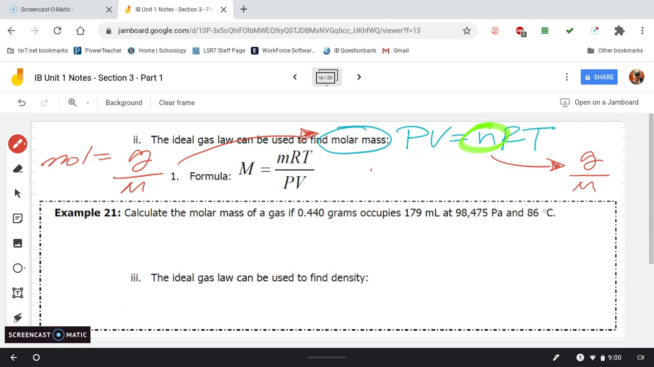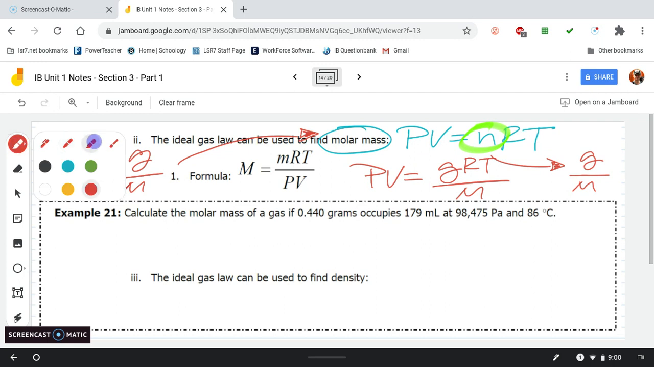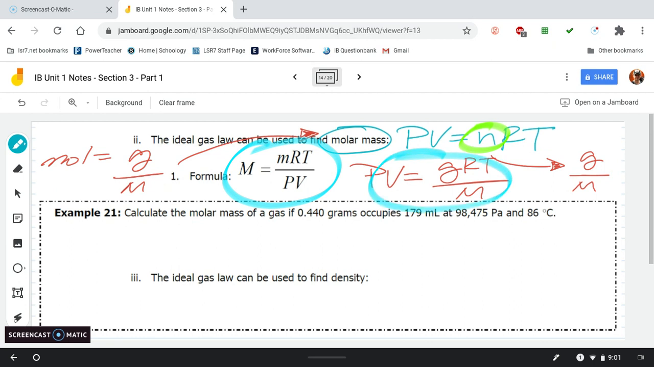And so then you have this formula, PV equals GRT divided by molar mass. What this is, is simply rearranging this formula to find molar mass. If you think about how we rearrange a formula, the M and the PV can swap places. M up here, PV on the bottom, and then there you go. That's this formula, which is molar mass equals GRT over PV.